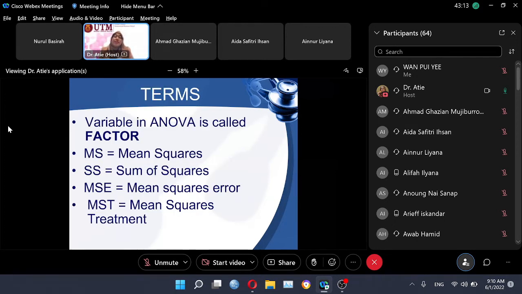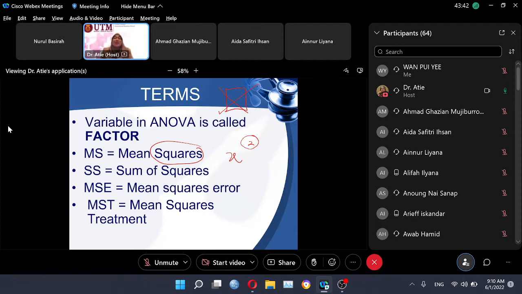Later on in this chapter, I will introduce you to some terms like factor, mean squares, sum squares, MSE, mean squares error, and MST, mean squares treatment. When I say squares here, it's not the shape, not that square. Square here means this square, raised to the power of two, right? So that's what it means.